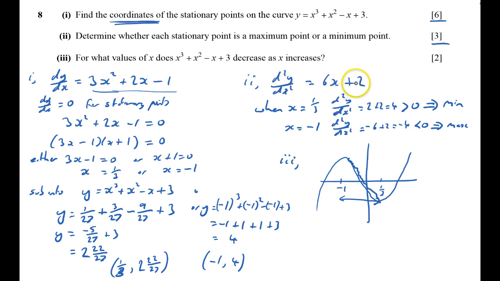And so that will say that minus 1 is less than x, which is less than a third. And strictly, it shouldn't be less than or equal to, because when it equals those values, we just worked out it's stationary, so it's not decreasing. So it must be strictly like that. And that's 8 done.